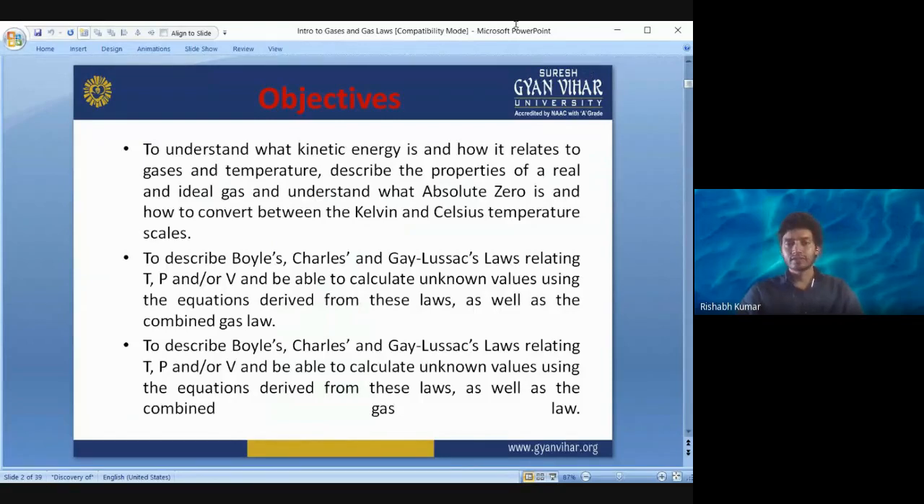combined gas law, which includes all these three laws. Then we will also learn how to describe all these three gas laws relating to the temperature, pressure, and volume. And we will be able to calculate unknown values using the equations derived from these laws as well as the combined gas law.